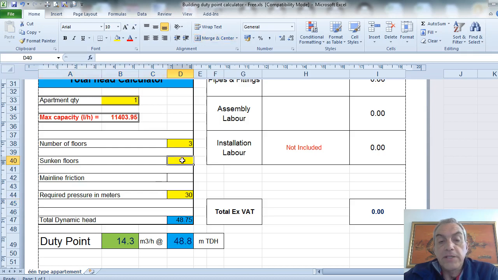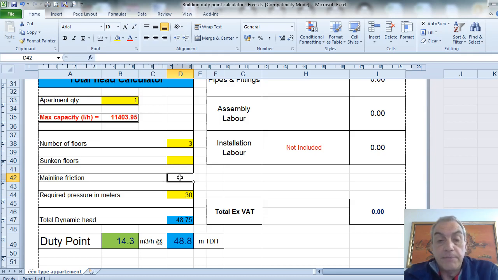All right, we don't have any sunken floors. Sunken floors are things like basements, and in office complexes that I've been to, mostly the only water source that you have in a basement is normally the fire suppression system, and this calculator is not working out your fire suppression, obviously. That's a completely separate calculator. So we're not going to put in any sunken floors there, but one thing we have to take into account is the mainline friction. All right, I've left it white there just to show you that it is a different number. This has to be calculated.